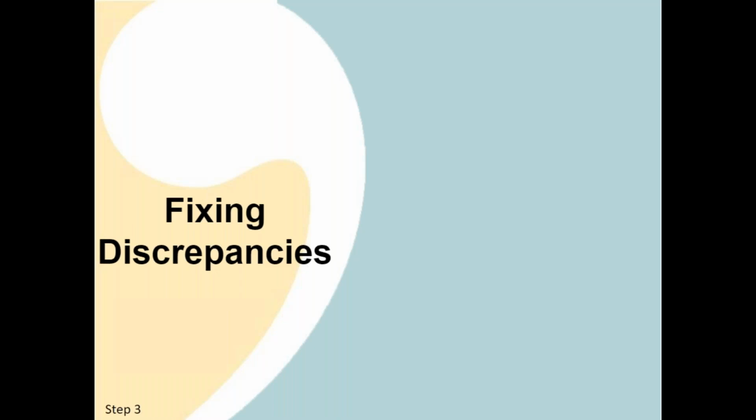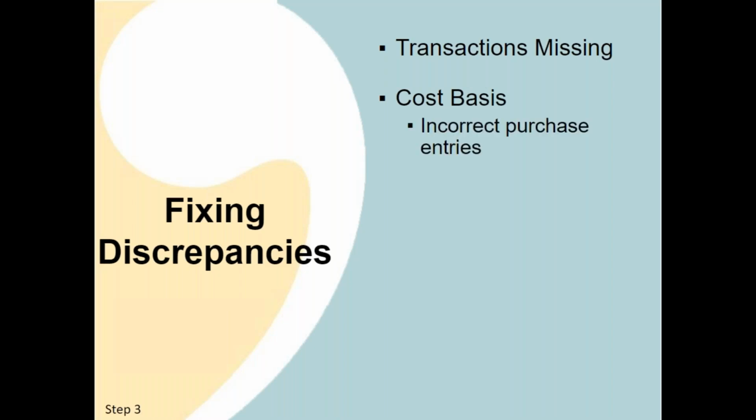Here are some things that can cause issues. You may have transactions missing. If so, you will need to find out what they are using statements and reports from your broker, and they will need to be added to bivio. You may find that broker cost basis numbers do not agree with your bivio records. If so, you will need to investigate and determine why, and then fix the entries in bivio that are causing the problem. Cost basis differences can be caused by things like an incorrect entry of a stock purchase.